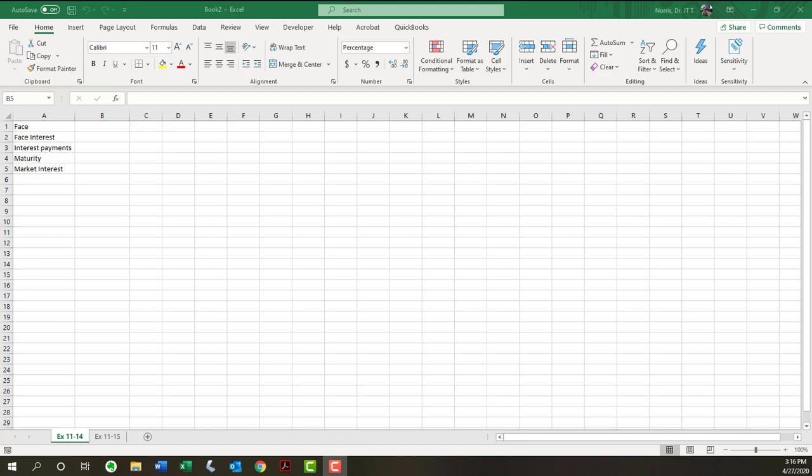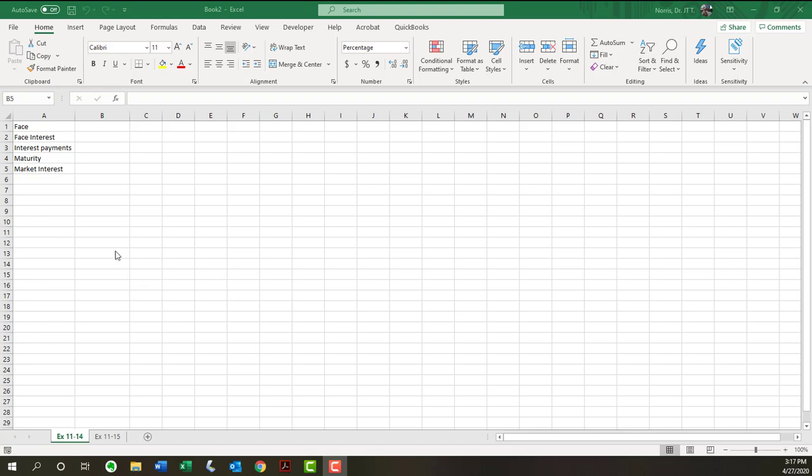Okay, we're going to finish up chapter 11, liabilities, bonds payable, by doing a couple of problems out of the back. One on amortizing the discount by the interest method, which is exercise 11-14 on page 572. And then we'll do a premium, which is exercise 11-15.